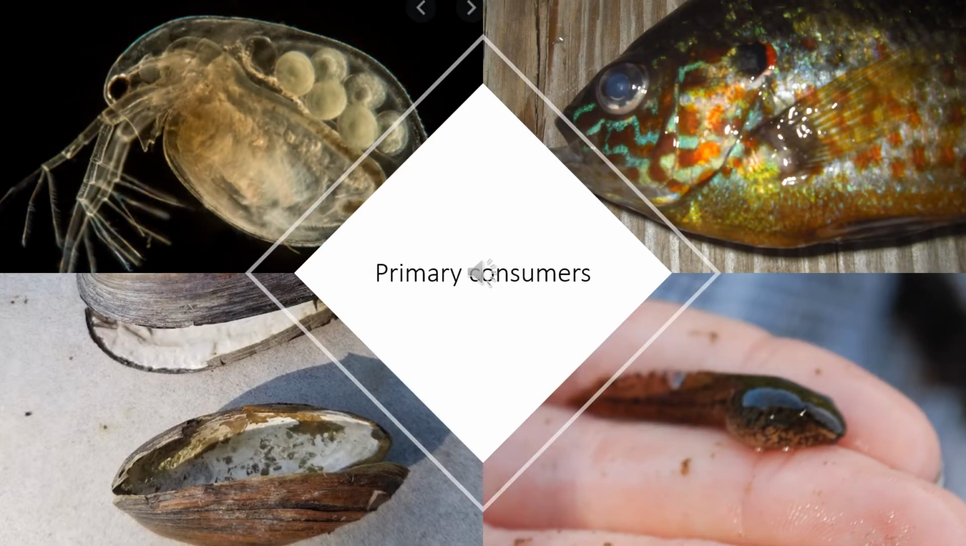Primary consumers, those that are directly eating the producers, you have things like small fish, so in this case, pumpkinseed. There's also bass and smaller fish like shiners, minnows, etc. The daphnia, the water flea, your zooplankton. Freshwater mussels, I think these are paper pond shells in this case, and frog tadpoles.